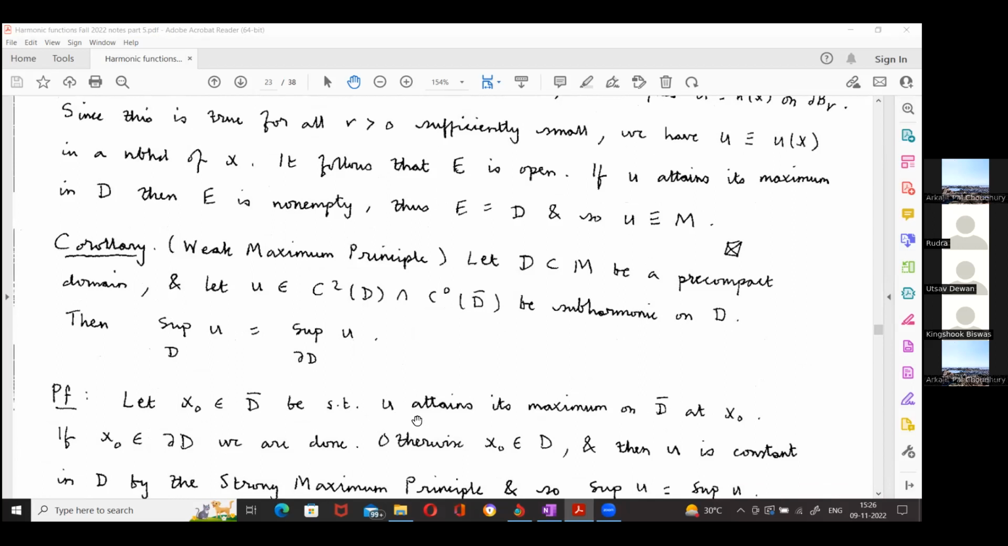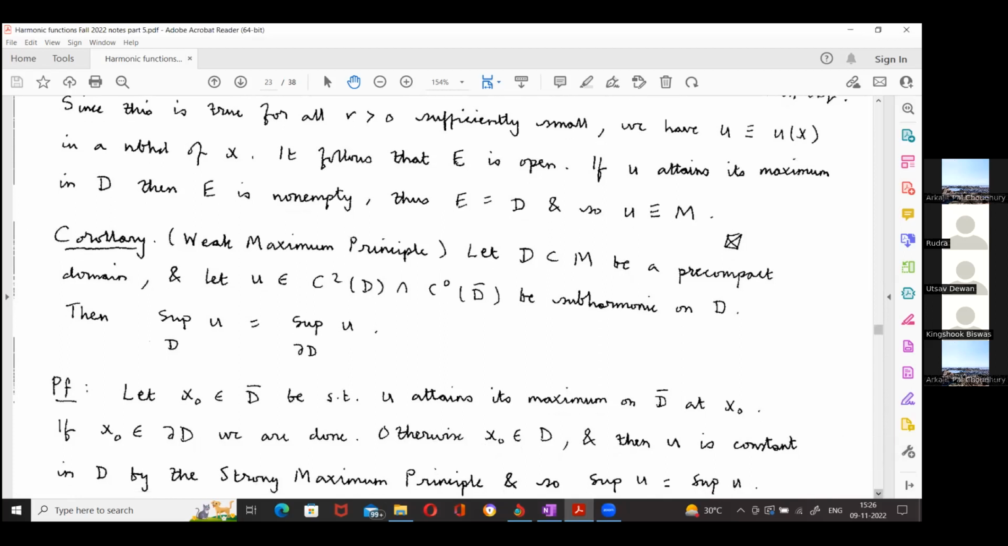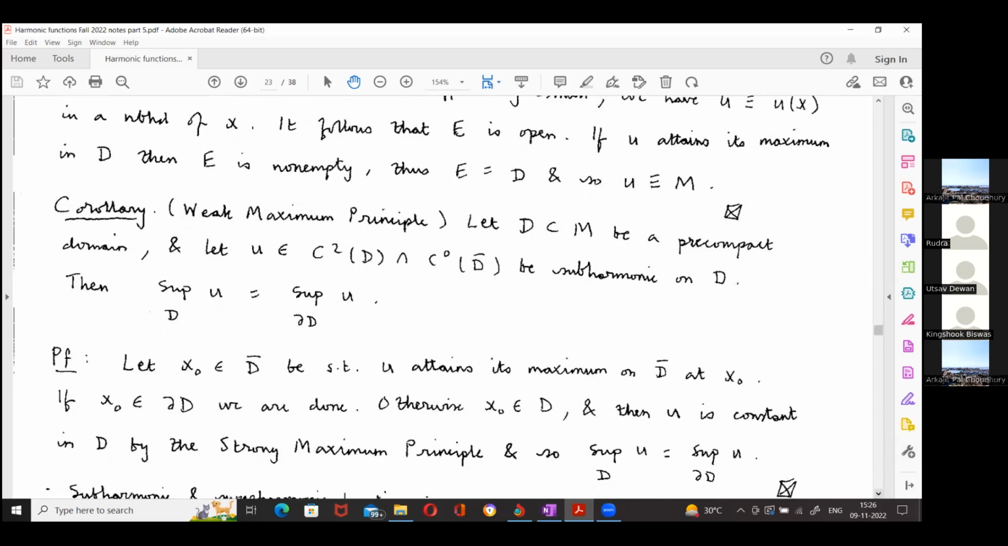You follow the same argument. You take a point in the closure of the open set where u attains its maximum. If it's in the boundary, then we're done. Otherwise, it's in the domain, in the open set. So then u will be constant on the connected component of the domain containing the point x0. And then that means it will be constant on the boundary of that connected component, which is contained in the boundary of the open set. And so therefore the supremum will be attained on the boundary as well.